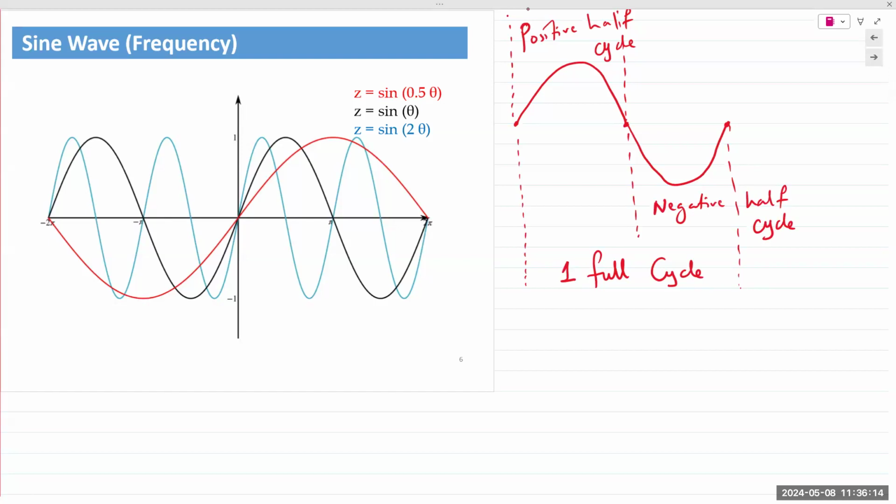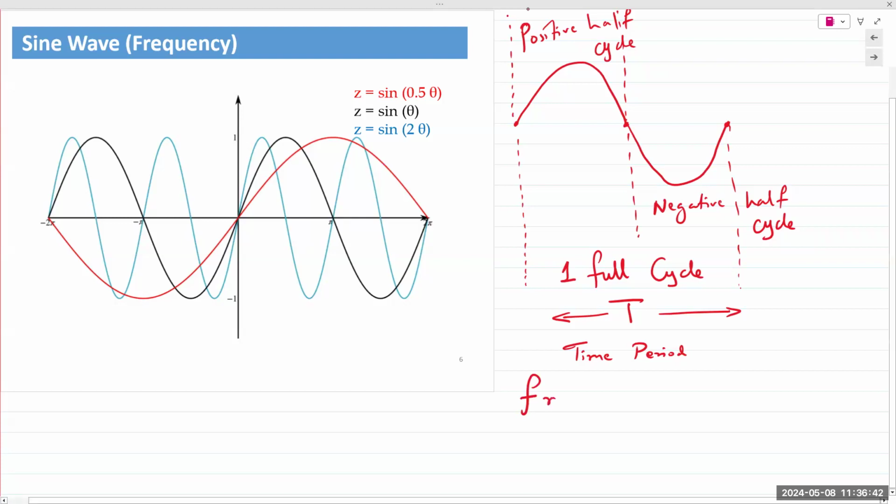That one full cycle is mathematically represented by uppercase T. Typically, it's in seconds. It's known as the time period of the waveform. If you take the inverse of the time period, you get what is known as the frequency of the waveform. Lowercase f, they're reciprocals of each other. Frequency f is 1 over T.